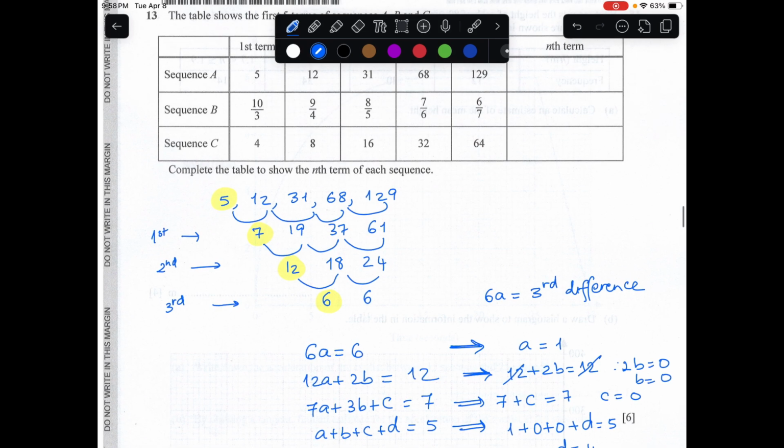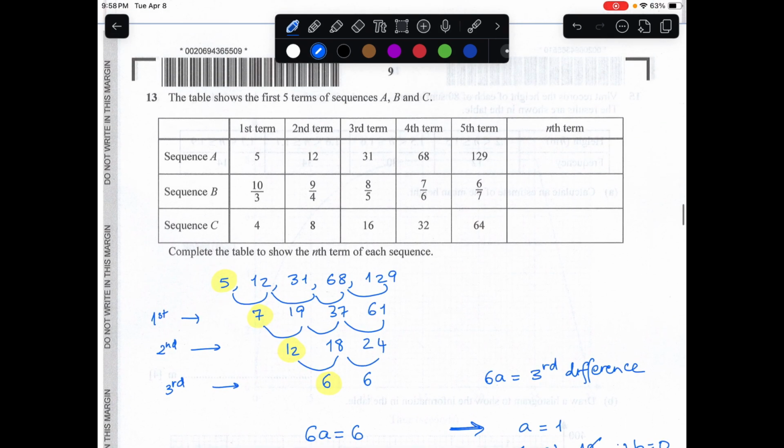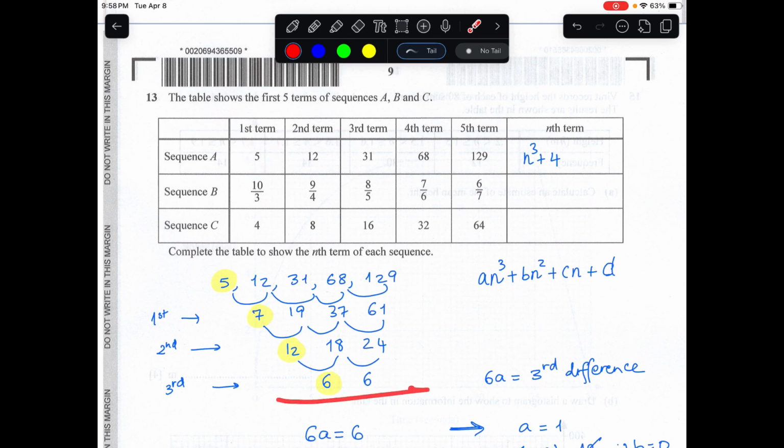So this is going to be n cube plus 4. N cube plus 4. Remember, for cubic, an cube plus bn square plus cn plus d. Many of you may be able to guess it straight away if you know your work very well. If you identify this as cubic, it's going to be very easy. You will not have these terms, yeah? So it's going to be very easy. You just think maybe 1 cube, 2 cube, 3 cube, 4 cube, like that.